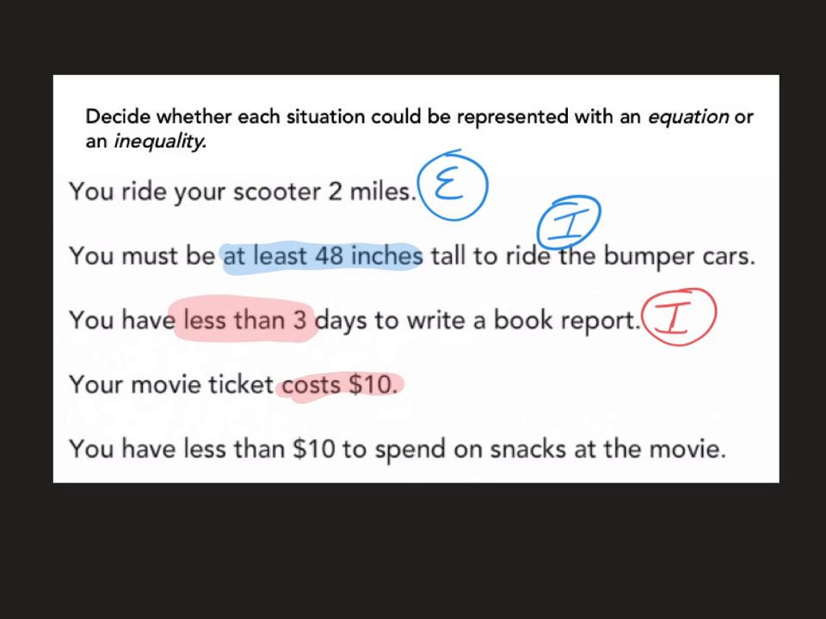Your movie ticket, how much did it cost? $10. It didn't say at least $10. It said exactly $10. So if it has only one possible answer, how much was it? $10. Then it's an equation.